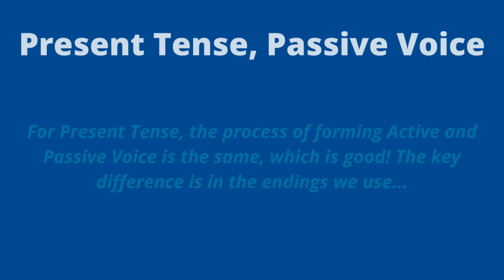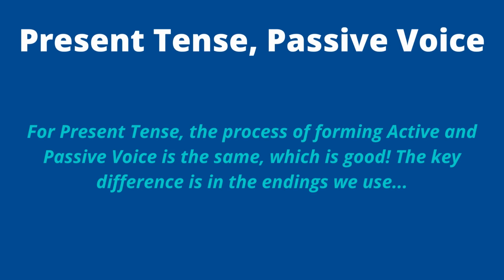Okay. But the general idea is kind of the same no matter what tense you're doing, but the way we get there is kind of unique and different. So for present tense passive voice, the process between forming the active voice and the passive voice is actually the same thing, which is good, or at least it starts the same way. The difference, though, is in the endings we use. So the process is the same, the steps, the endings are different. And that's how you're going to differentiate between active and passive voice.